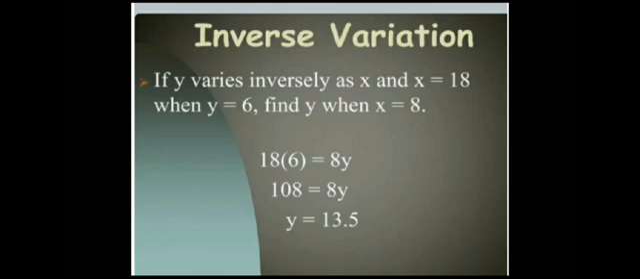Let us understand with one more example. If y varies inversely as x and x is equal to 18 when y is equal to 6, we have to find out y when x is 8. So here 18 into 6 is equal to 8y. So 18 sixes are 108, and when we divide 108 by 8, we get 13.5. So y2 will be 13.5 here.